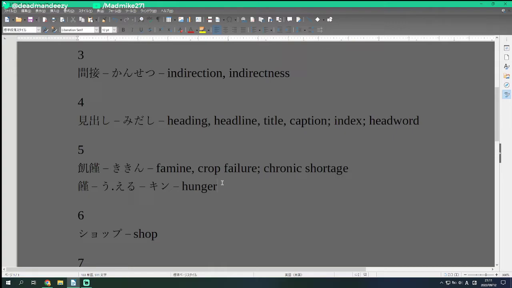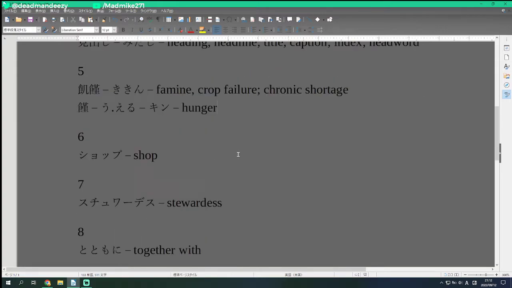Together with kikin no ki, food on the table that's not actually there. You're hungry when food's on the table, plus kin for hungry again. We have hunger, or famine, or a shortage of food or water. Kikin is a famine or chronic shortage of food.